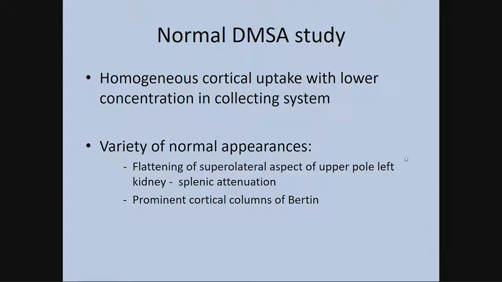What does a normal DMSA study look like? You get homogeneous cortical uptake with low concentration in the collecting system. The DMSA is taken up by the tubular cells in the renal cortex. You can get varying scan appearances. One is flattening in the supralateral aspect of the upper pole of the left kidney due to splenic attenuation, and you can get prominent columns of Bertin on the scan.